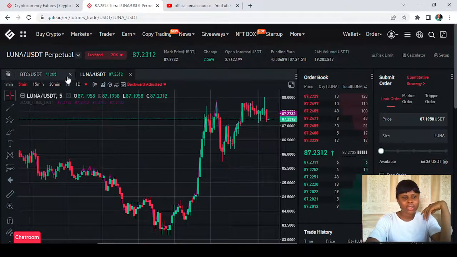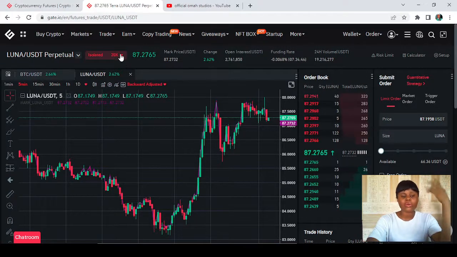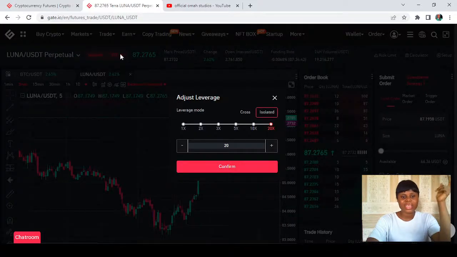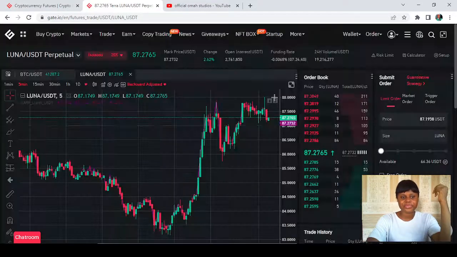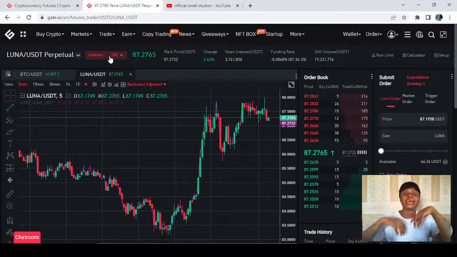Having done this, now we have what is called isolated trade and cross, cross and isolated, which is a kind of margin where you decide to, it's more like, I don't know how to explain it to you.